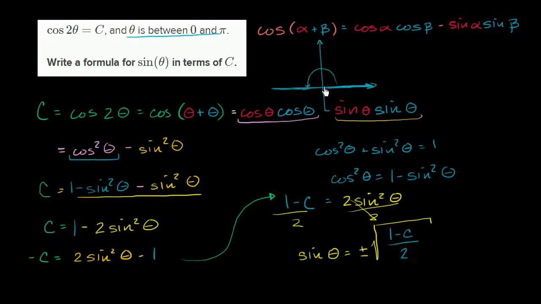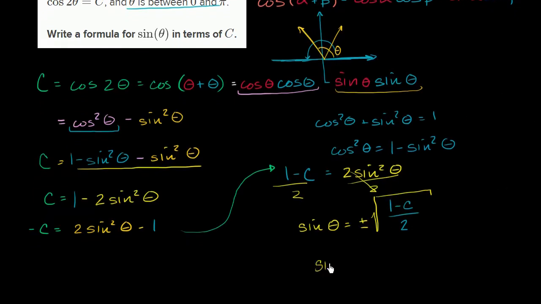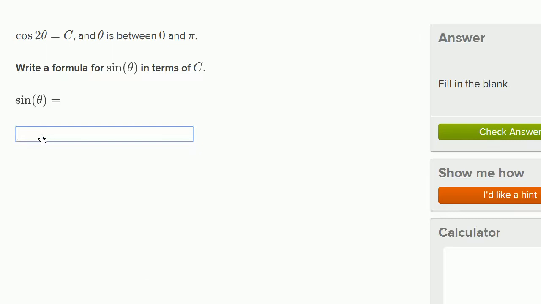So this angle places its terminal ray in either the first or second quadrant. So it could be an angle like this. It could be an angle like this. It cannot be an angle like this. And we know that the sine of an angle is the y-coordinate. And so we know if we're in the first or second quadrant, the y-coordinate is going to be non-negative. So we would want to take the positive square root right over here. So we would get sine of theta is equal to the principal root, or you could even think of it as the positive square root, of 1 minus c over 2.